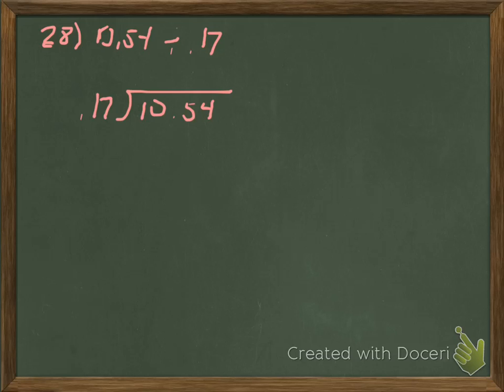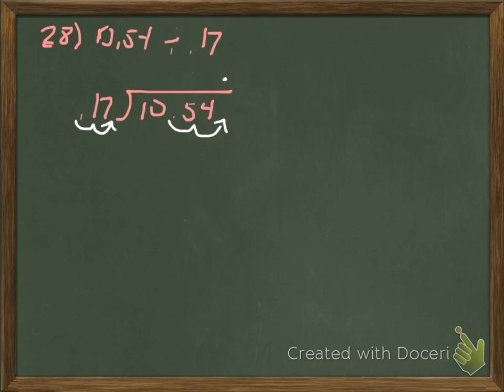Okay, so we can't divide by 0.17. The rule is get rid of the decimal. So we move it 2 places to the right. We have to do the same thing here and move it 2 places to the right, put the decimal up top, and so basically we're asking ourselves how many times does 17 go into 1054?